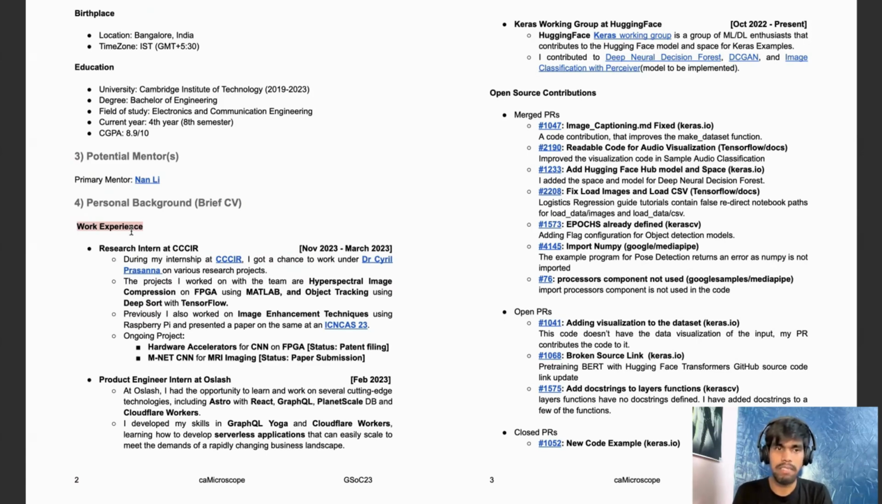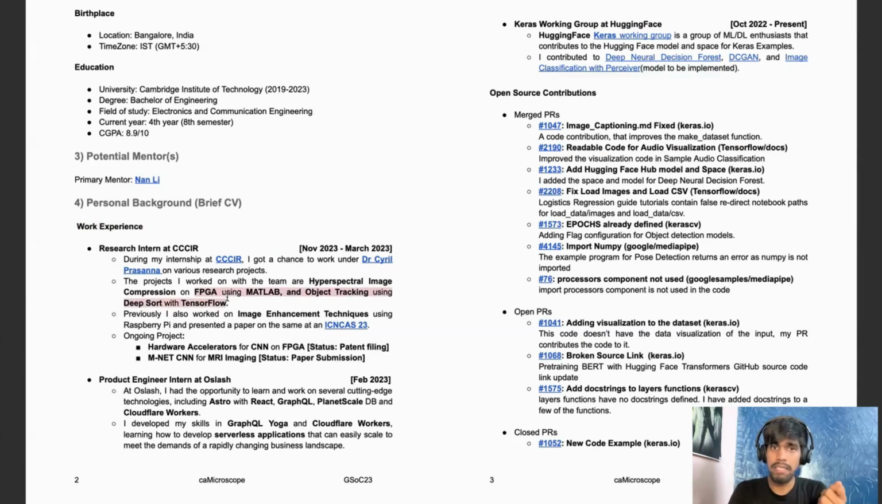So in order to be in very good shape, it is really appreciated if you have work experience. So I was a research intern at CCCIR, and I also presented a paper for which I won a best paper award. And it was related to Raspberry Pi and OpenAI. It was one API by Intel. And I also worked with FPGAs.